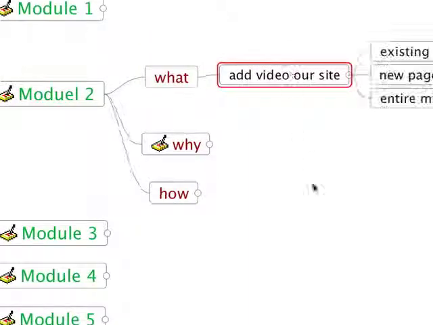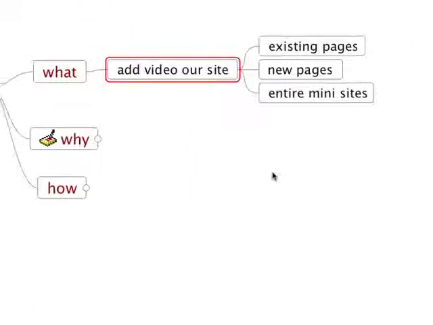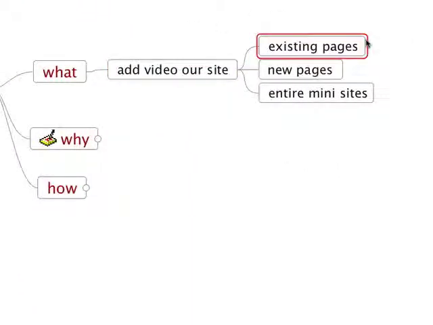So we're looking at adding video to our website, and we can add video to existing pages. We've already got pages out there, and this applies both to blogs and websites. By simply adding a video to an existing page, we can straight away increase the value of that page and make it more interactive, a more lively experience for our visitor.